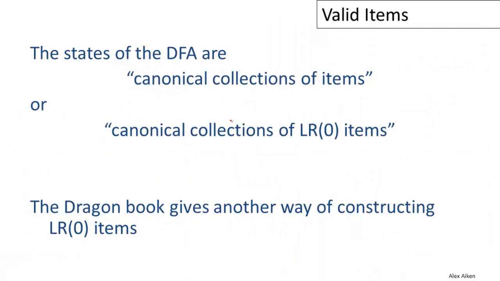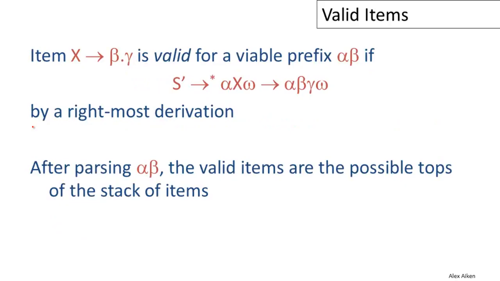The states of this deterministic automaton are called variously the canonical collections of items or the canonical collections of LR(0) items. If you look in the Dragon book, it gives another way of constructing the LR(0) items than the one that I gave. Mine is somewhat simplified, but I think also a little easier to understand if you're seeing this for the first time. Now we need another definition.